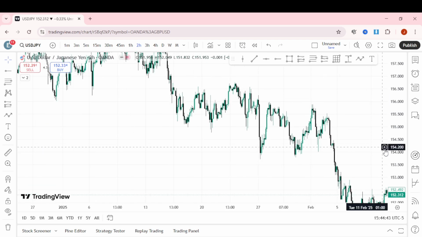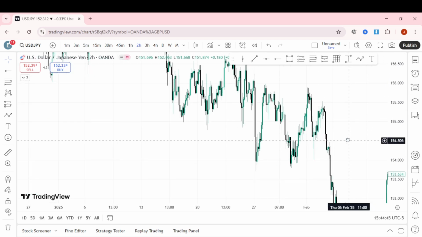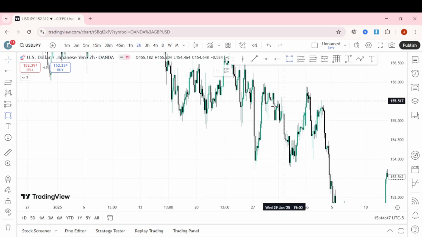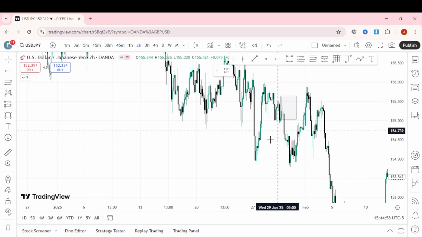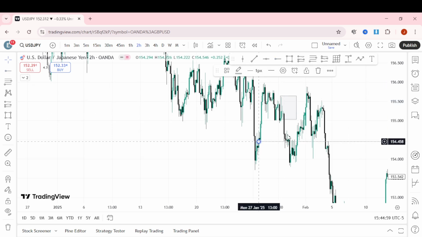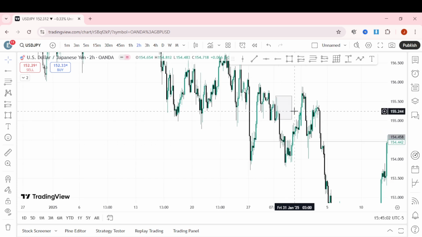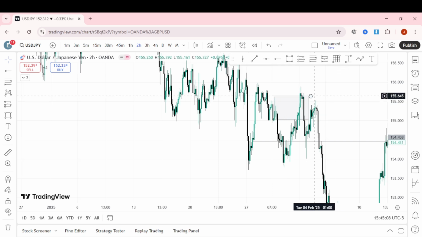Let's take a look at an ICT breaker structure right here. This is an ICT breaker structure, just on the short term, because price broke this order block right here. So this should be an ICT order block, right? But as you can see, price tapped it out.